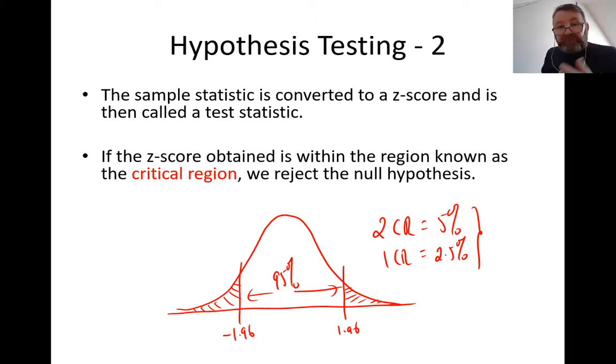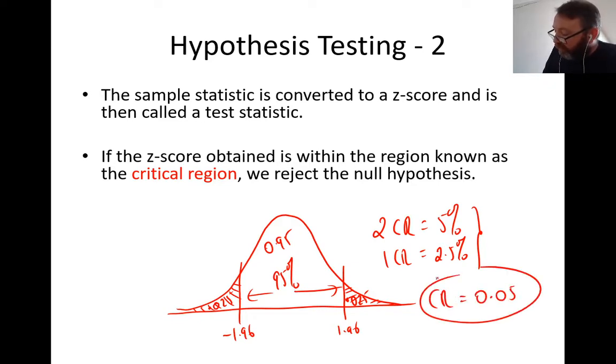Together, they have a percentage value of 5%. Individually, they have a percentage value of 2.5%. So in other words, that there is 0.95. This one here is 0.025, and this one here is 0.025, meaning that as far as we're concerned for calculations, the critical region will have a value of 0.05.